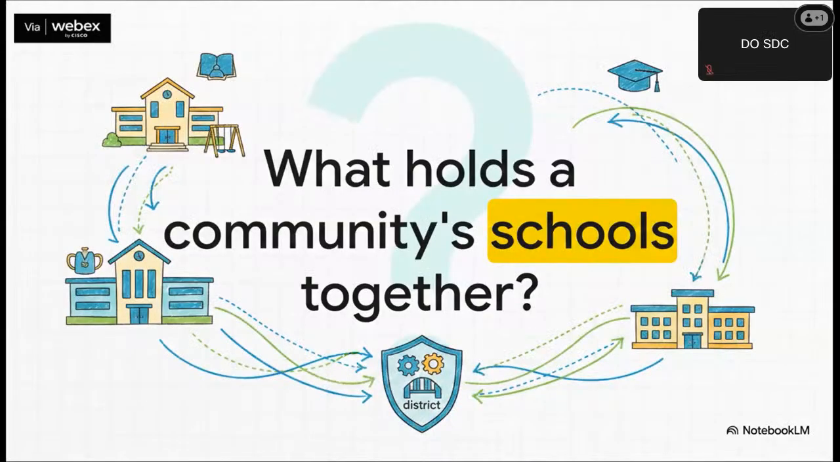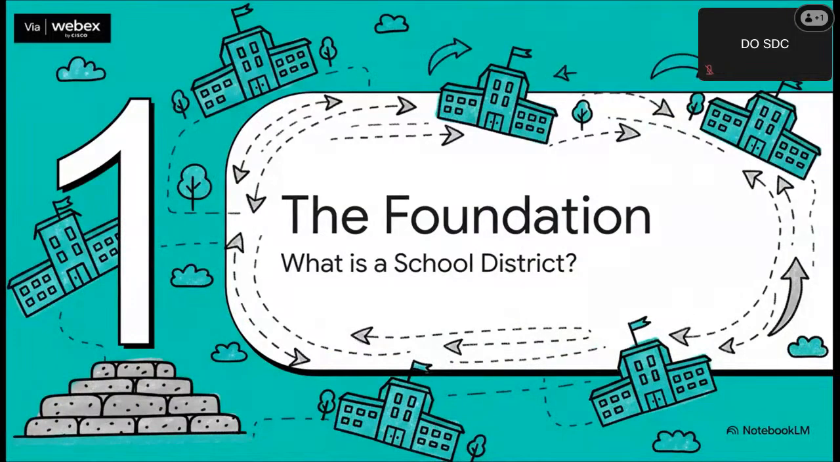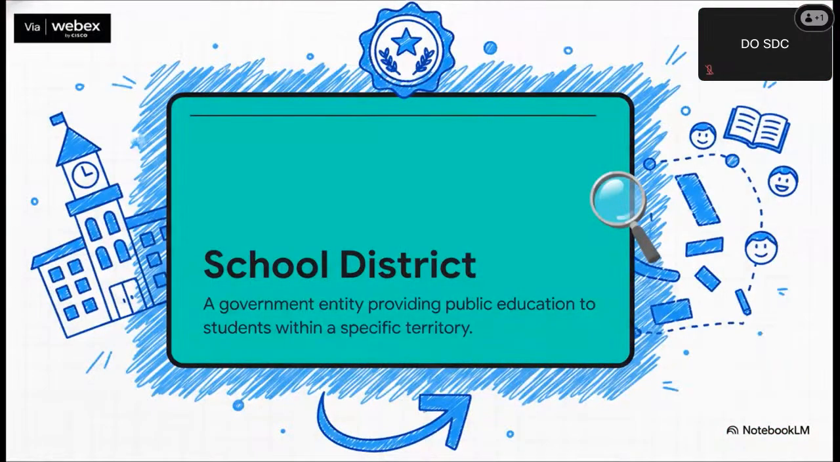So before we can even get to the whole unified thing, we've got to go back to basics. Let's start with the foundation. What exactly is a school district anyway? Okay, so at its most basic level, a school district is a government entity. Its job is super specific: to provide public education to all the students within a certain area.